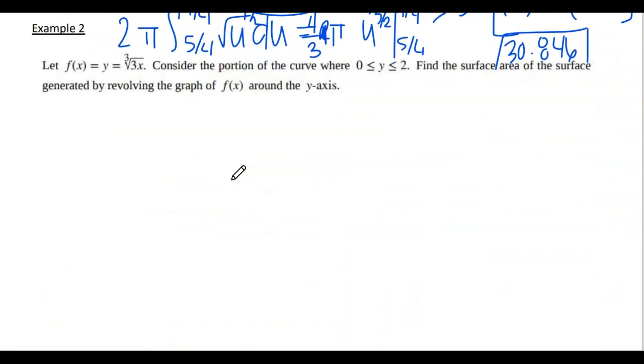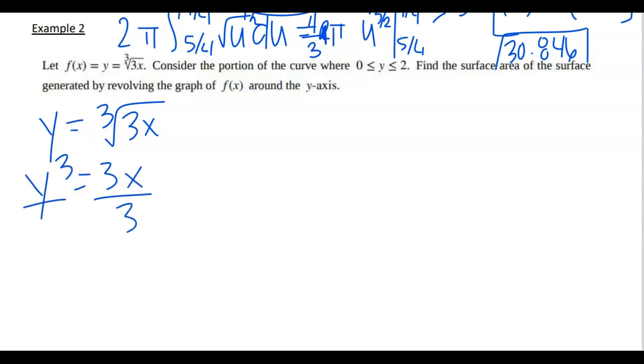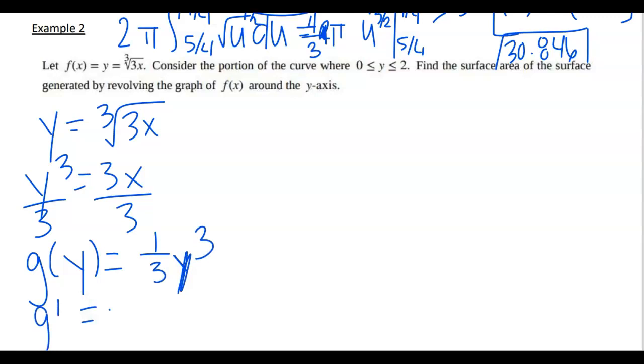All right, let's look at another example around the y-axis. So f of x equals y is this cube root function, and we want to go from 0 to 2, find the surface area when we take this around the y-axis. So I know that it's some cube root function, but I'm going to go ahead and switch this to be a different function. So I'm going to cube both sides and divide by 3. And so let's go ahead, we'll just call it g of y so that we have this in terms of y, and then that means g prime is y squared.